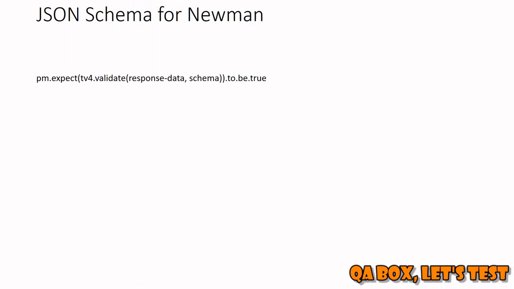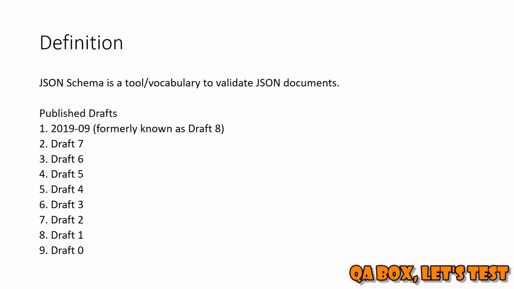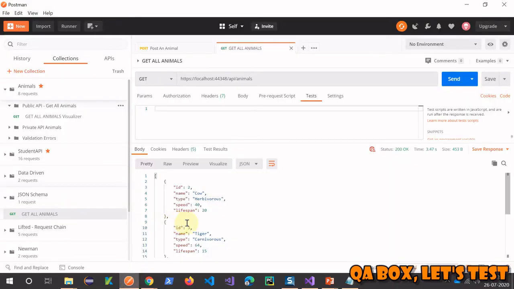So just one more thing before we move on. JSON schema is nothing but a tool. It's a vocabulary to validate your JSON document. And we'll see what all validations we can apply in a while. And thus far we have released 9 drafts for JSON schema. The current one is 2019-09. Okay, so quickly let's jump on to Postman and check that out.